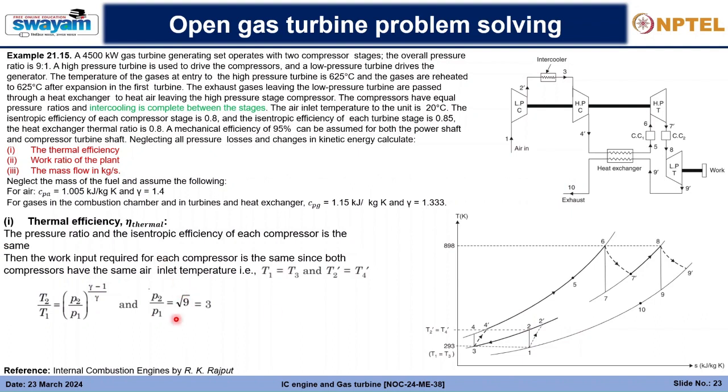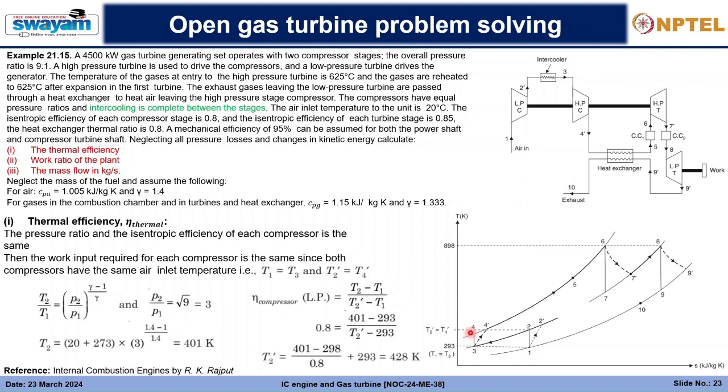So we'll consider the pressure ratio. The overall pressure ratio is 9:1. So for each of these processes, the pressure ratio will be root over 9, so the pressure ratio will be 3. And in that way, we find the value of T2, that is 401 Kelvin, and we'll use the efficiency of the compressor and finally get the value of T2 dash, that is 428 Kelvin. So when we know T2 dash and T1, we can calculate the work done by the compressor and multiply by 2 to get the entire work input required by the compressors.